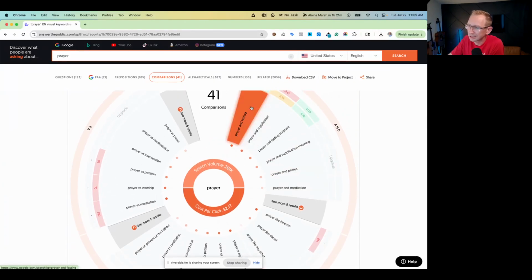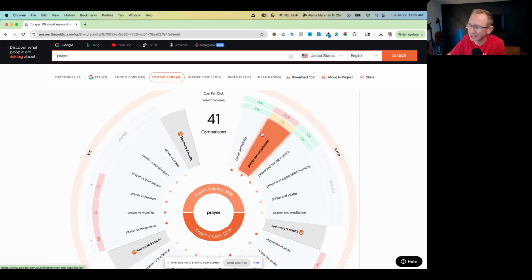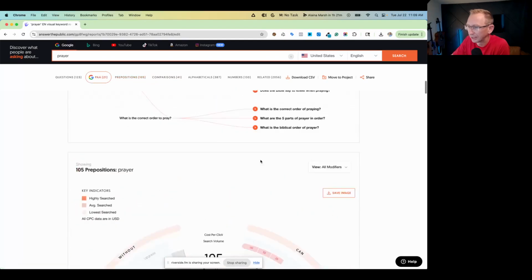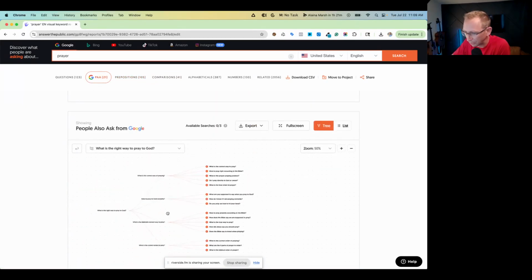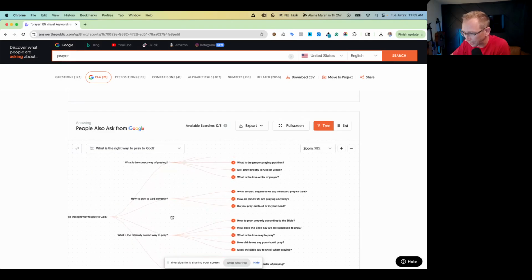So this is just helpful for you to see as you're maybe looking at sermon ideas or sermon planning, like what are some questions people have around prayer? I sort of like this top area here, like what do people ask? How to pray to God correctly. How do I know if I'm praying correctly? Like, do you pray out loud or in your head? These are great questions that people are actually Googling. And so that's what this tool does, it shows you what people are Googling.